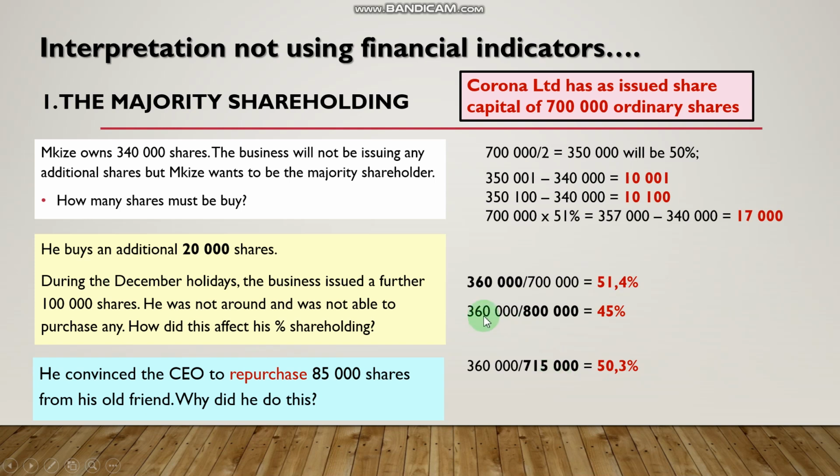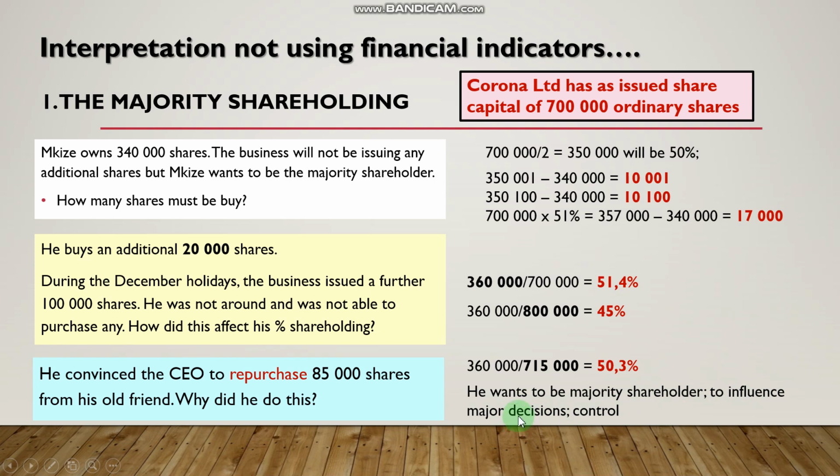Okay, so now his 360,000 shares divided by the new number of shares makes him 50.3% of the shares. So now he did not buy any shares, but the company reduced the share capital. So just by that action, he now is back to being a majority shareholder. 50.3% of the shares is only more than 50% of the shares. He's once again smiling. He is the majority shareholder. Why did he do this? He wants to be a majority shareholder because there are many advantages to being a majority shareholder. He's going to influence major decisions in the firm.